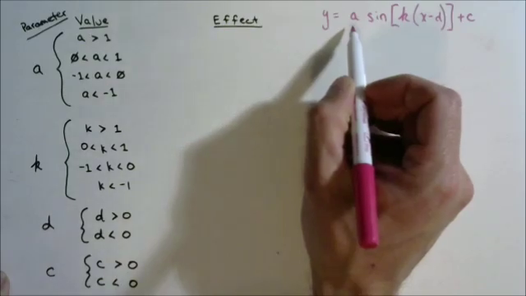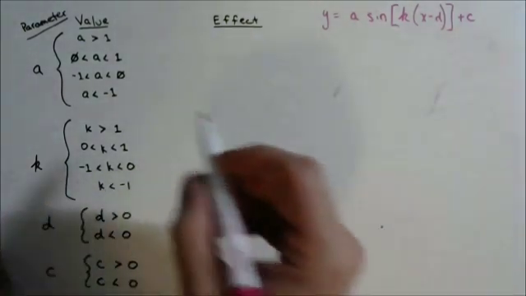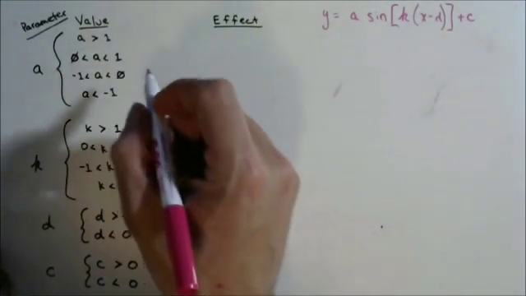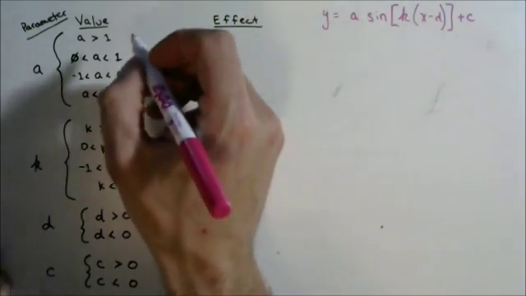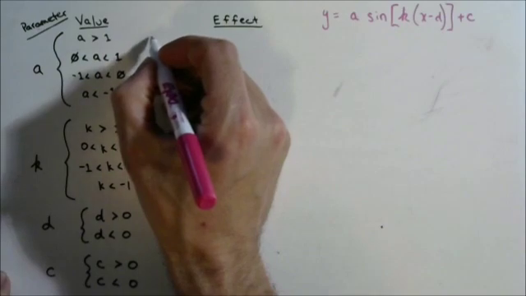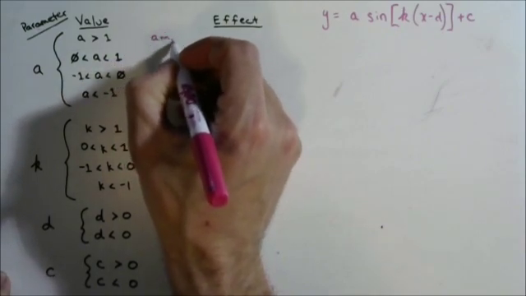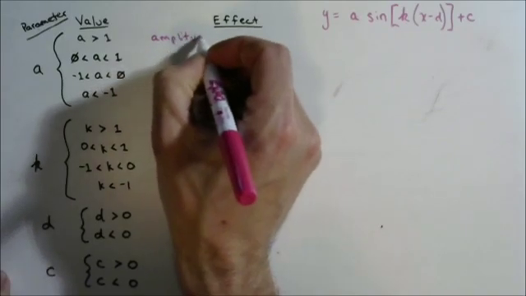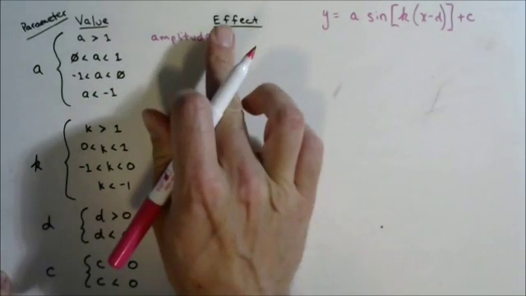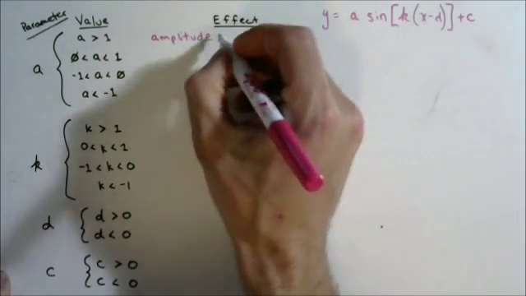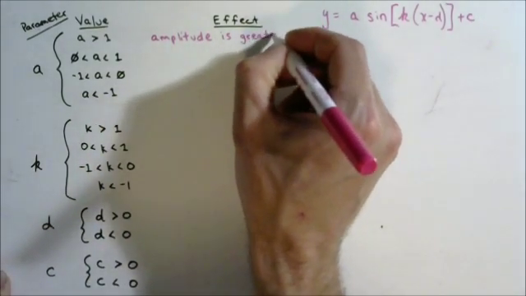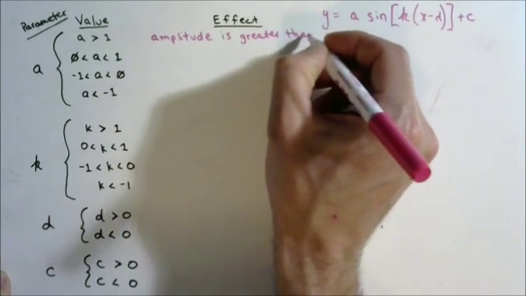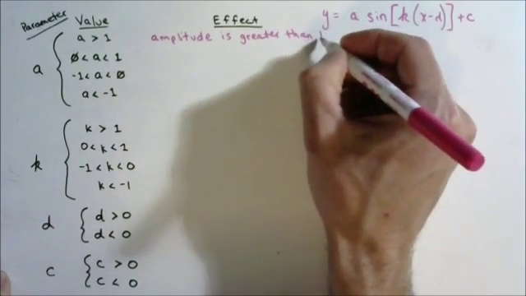A is out front here. Just like in other types of functions that we talk about, this is going to stretch it vertically. And so what we say here is actually this dictates the amplitude. So here, amplitude is greater than 1. And that's going to cause a stretch, right?